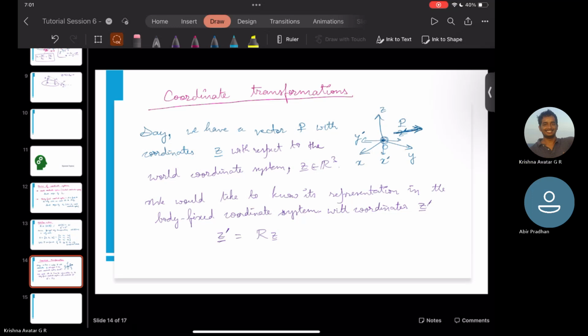And then again, vice versa, if you want to express Z in terms of Z prime, then all that we need to do is multiply both sides by R transpose, which is also R inverse, right? So R inverse Z prime is equal to R inverse R into Z vector. And this comes to identity, and R inverse is R transpose. So this means that Z vector is equal to R transpose Z prime. So this is how we can go vice versa.